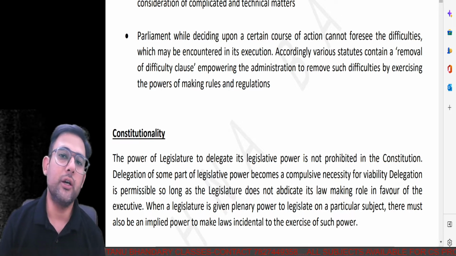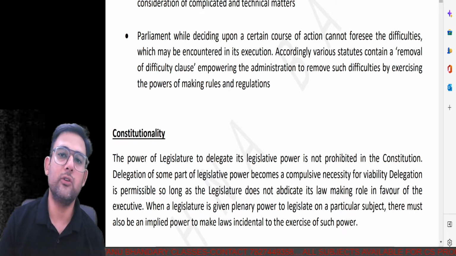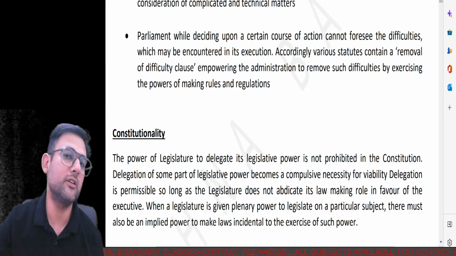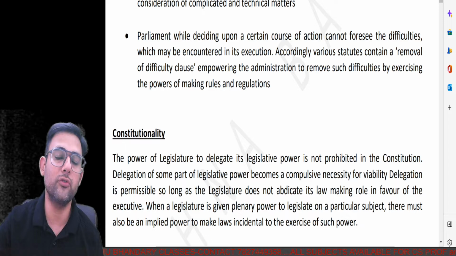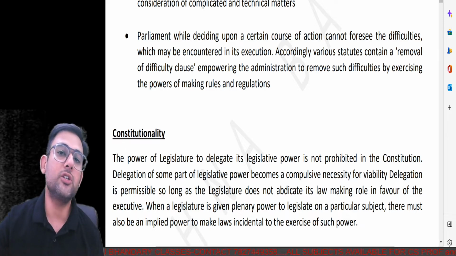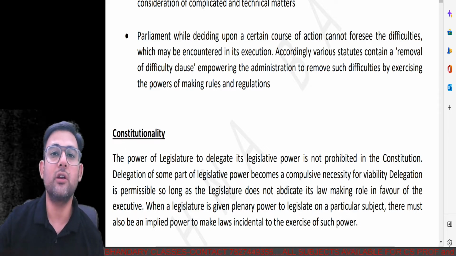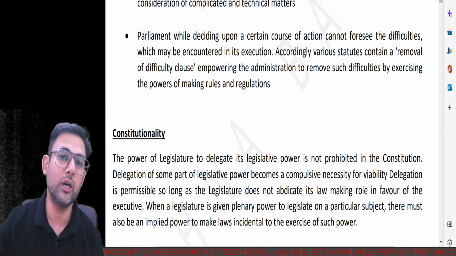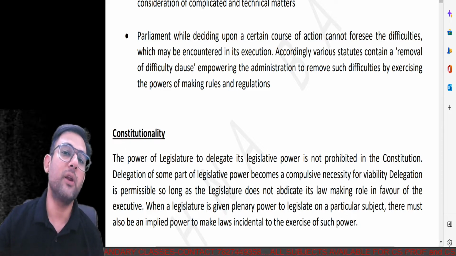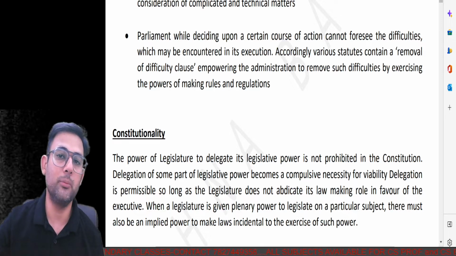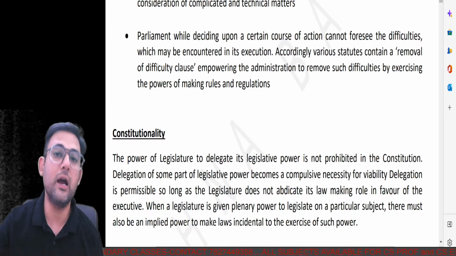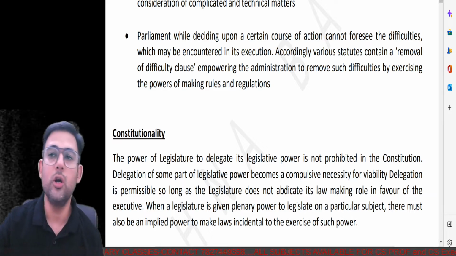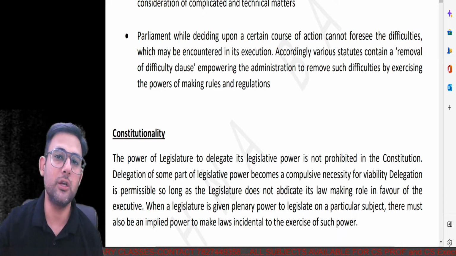If I tell you the basic process, first a draft or a bill is prepared, then it gets presented to the houses of the parliament. After discussion, deliberation, debate, etc. on that bill, it gets passed in one house and moves to the other one, and then finally the president signs that bill, and that way the bill becomes an act and is applicable all over India, or as the case may be, as mentioned in the act.